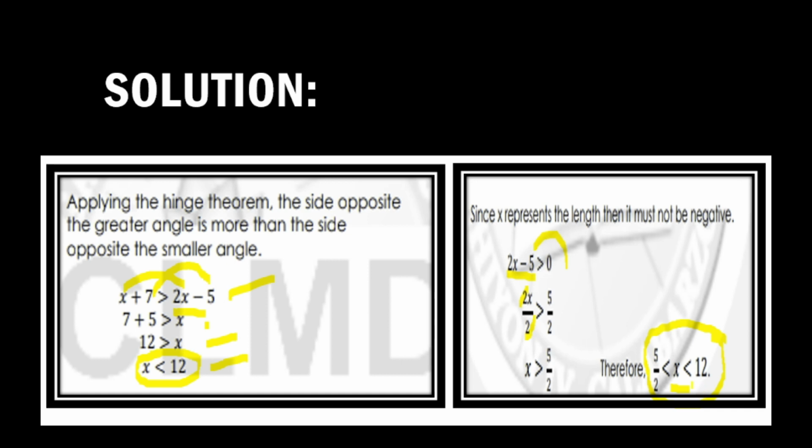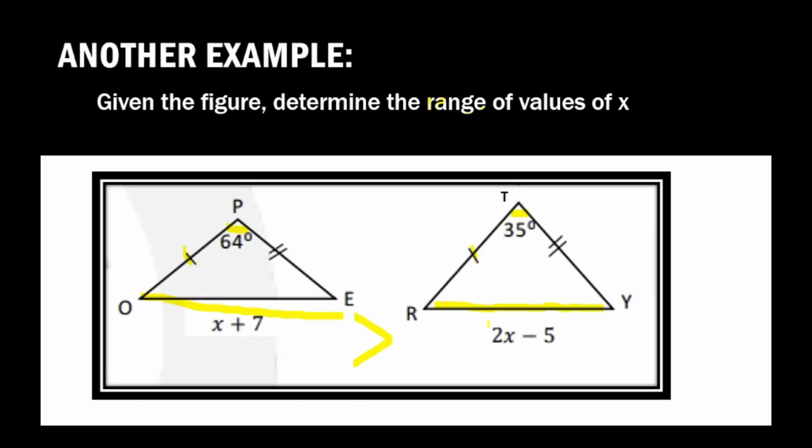So, can it be 11? Yes. 10, 9, 8. When we convert 5 over 2 to decimal, it is 2.5. Is that right? Yes, 2.5. So, it can be 3, 4, 5, 6, 7, 8, 9, 10, 11. So, those are the range. Those are the possible values that the side or value of x can be. Okay?